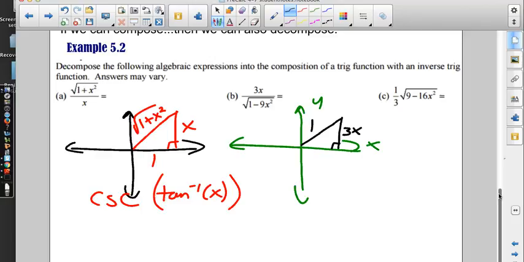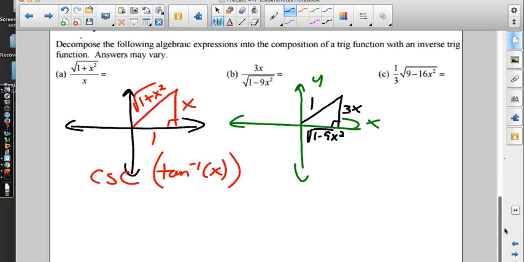What does the other one have to be? This mess. That's what it has to be. So now I think about what they did, and I realize I'd really like this to be inverse something of 3x, because that would be really nice. Inverse something of 3x. Well, 3x over 1 would do that. Opposite hypotenuse, so I'll do inverse sine of 3x.